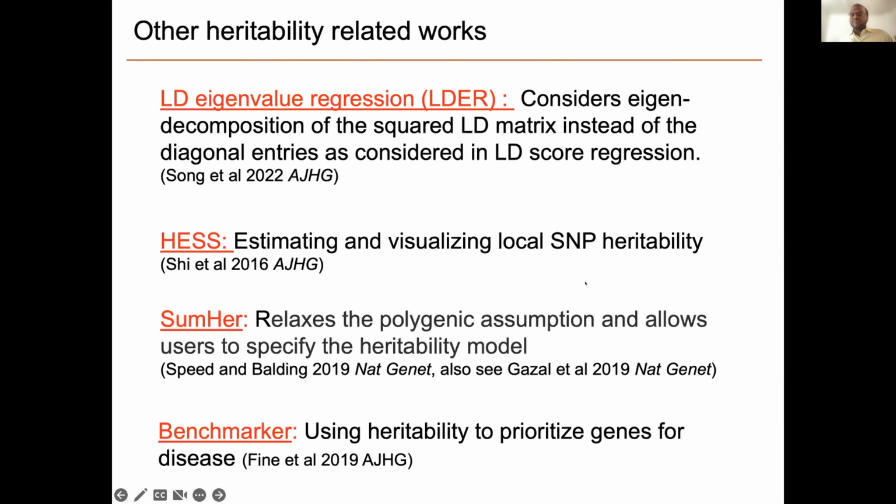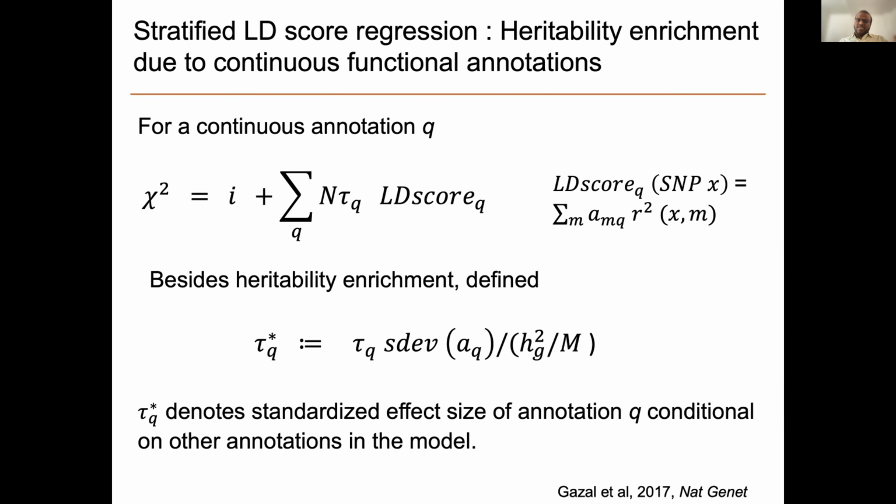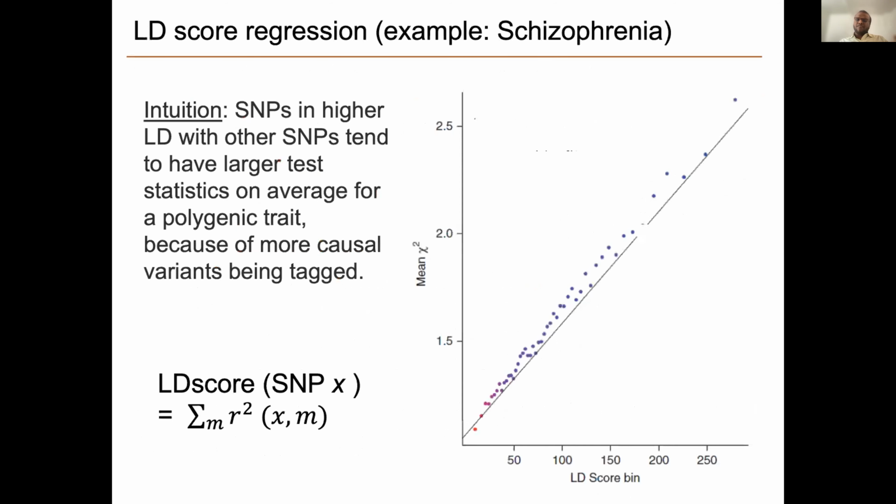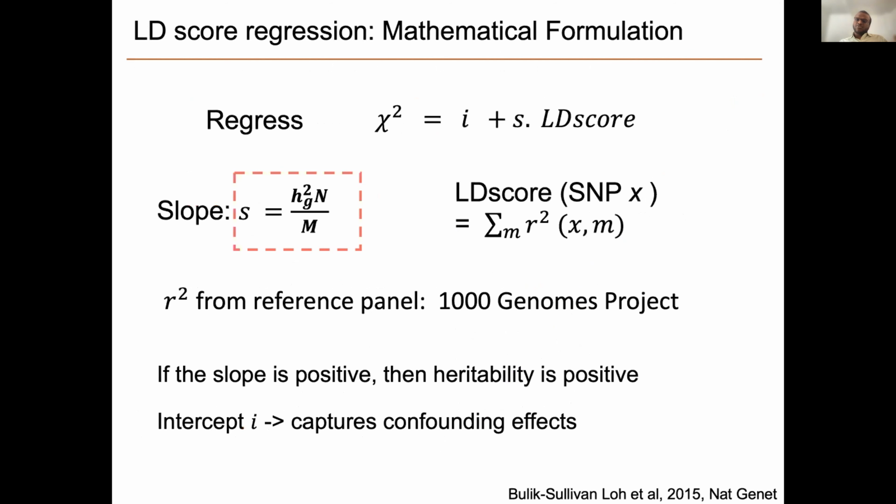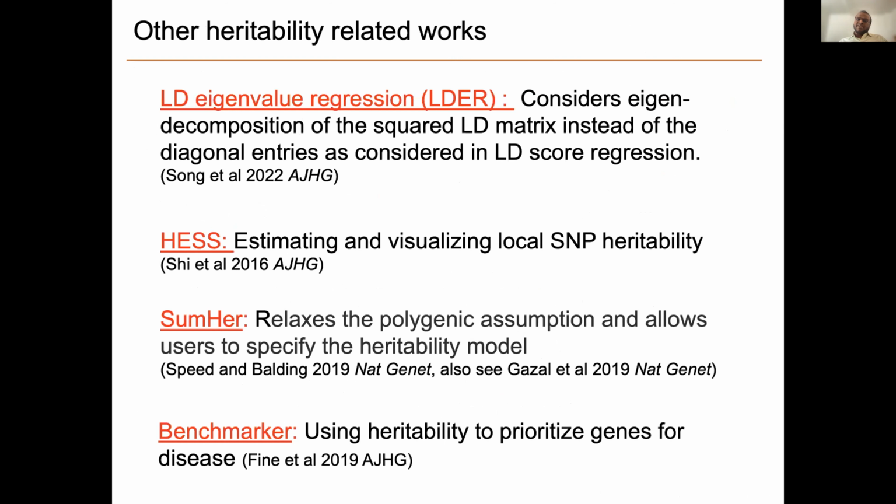Although here we are primarily focusing on the LD score regression, there are also some other very cool methods in this space that I would like to point to as well. There is the LD eigenvalue regression. One of the constraints with the LD score is that it only looks at the sum of the R squared, which is basically the diagonals of the squared LD matrix. And the LDER generalized that by looking at eigen decomposition of the squared LD matrix instead. This is a method from Hongyu Zhao's group.